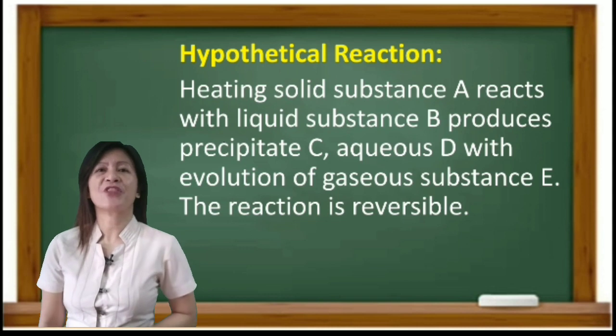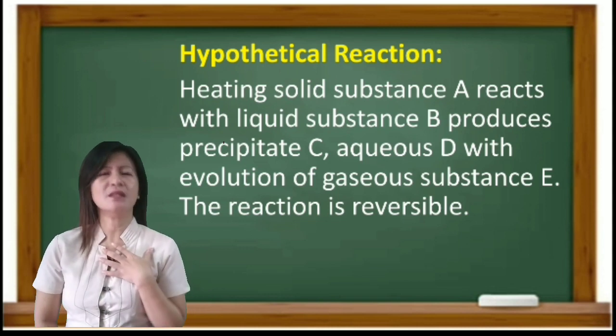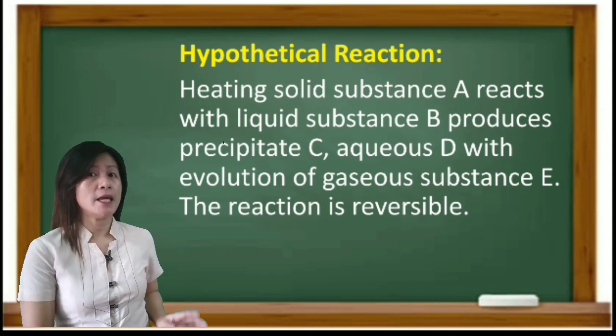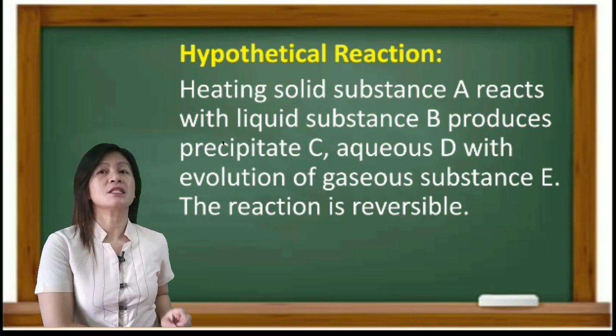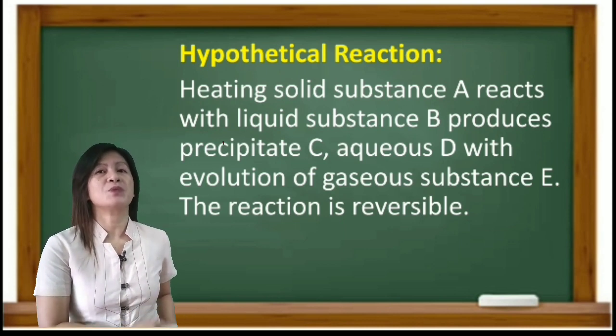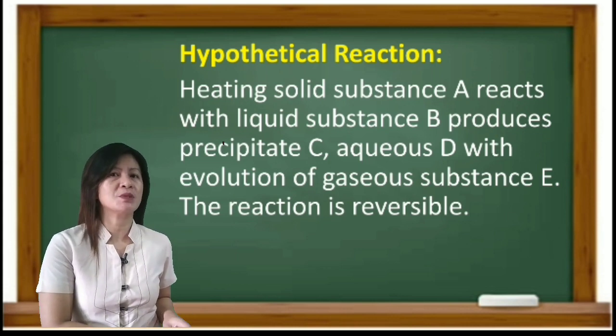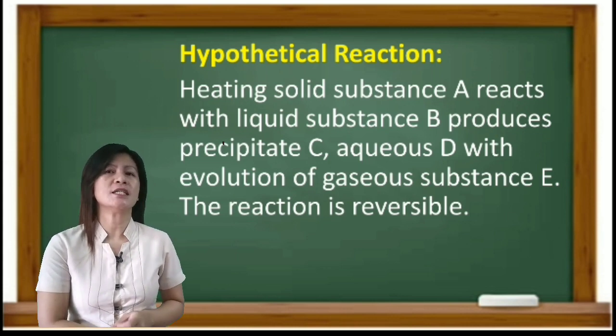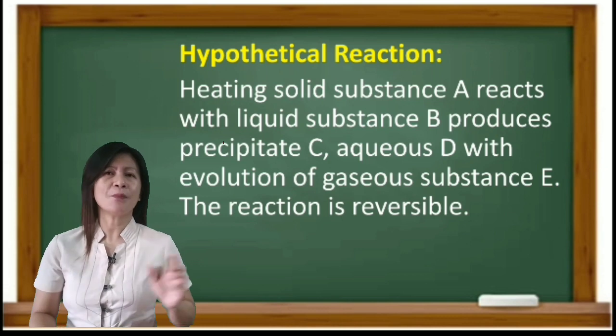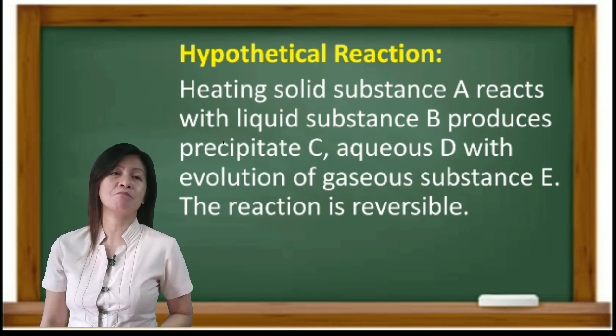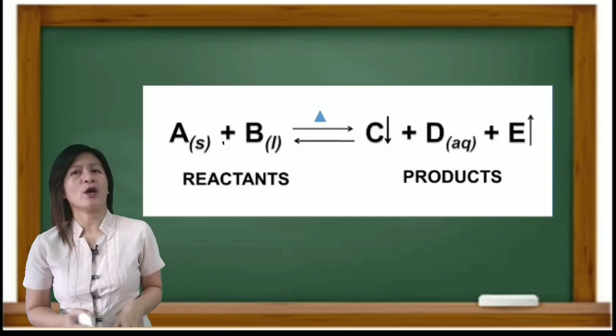Let's have this hypothetical reaction. So let me read. Heating substance solid A reacts with liquid substance B, produces precipitate C, aqueous D, with evolution of gaseous substance E. The reaction is reversible. So this hypothetical reaction can be represented by this chemical equation.